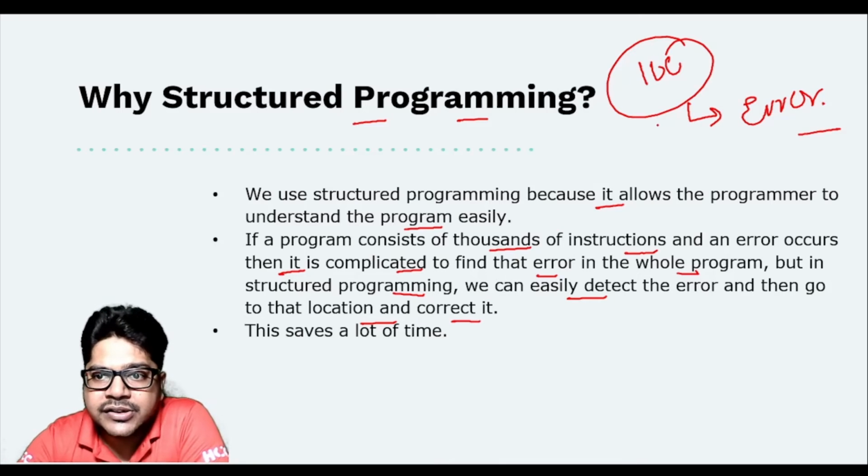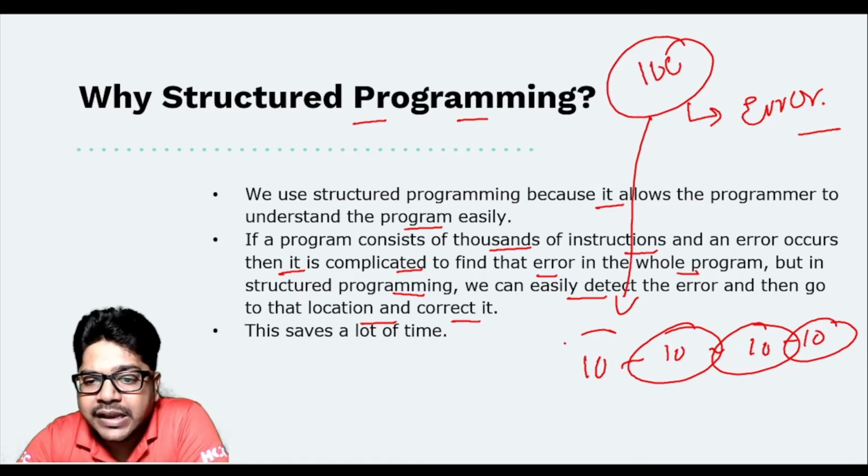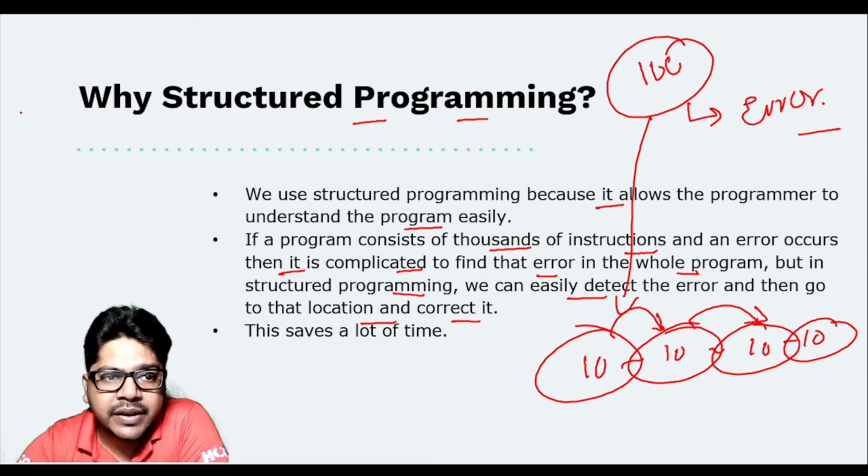Okay, let's suppose that instead of that 100 lines, I divide it into 10 lines each. So we know where the error can be, and it becomes very easy for us to go to that place and then figure out the error. The same example which I was giving you.